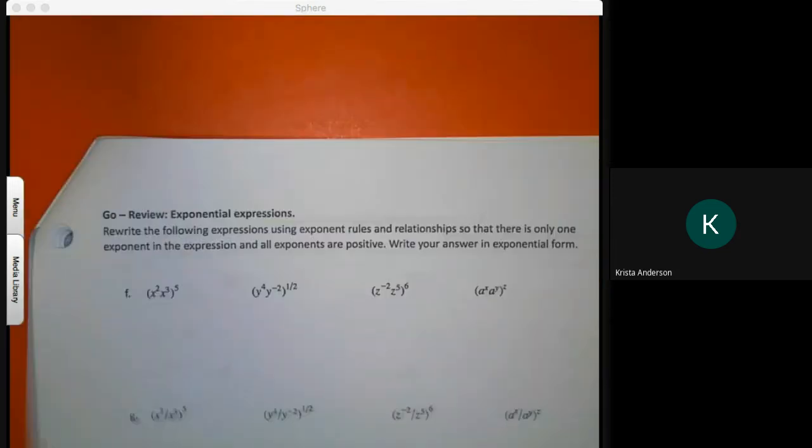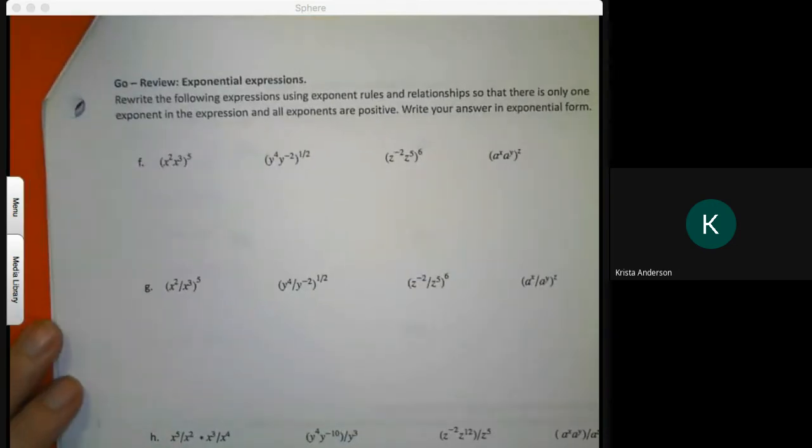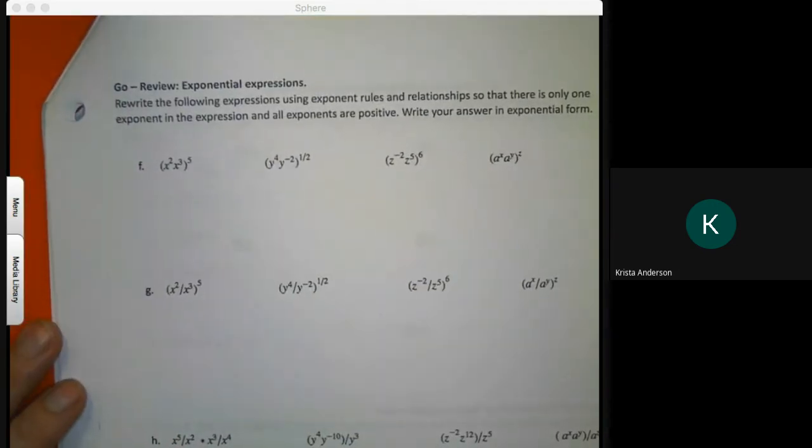Turn the page. Our last one is reviewing exponent rules. They have doubled up. They are a little bit meaner. There are a few different ways you could do this. For F, does anybody want to share one of their ideas on what we should do first for this one? What do parentheses mean I do?